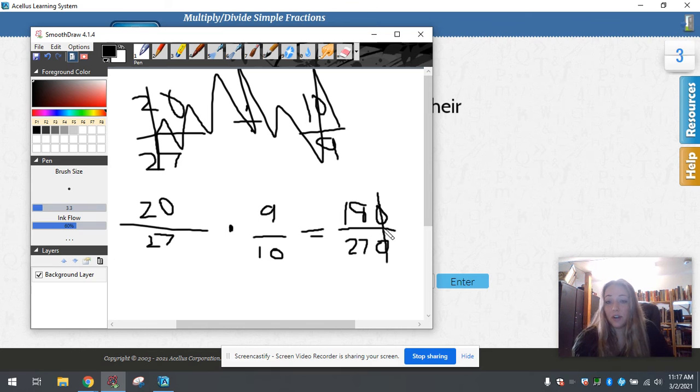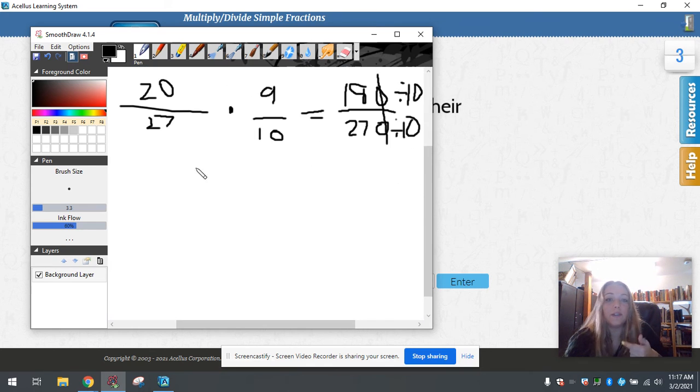So if I wanted to not just cross them off, if I want to see the steps, I would reduce them. Think, what is something they're both divisible by? Since they both end in 0, they're both divisible by 10. If I did 180 divided by 10, I'd get 18. If I did 270 divided by 10, I'd get 27. That's why crossing off that 0 works. So now I'm working with 18 and 27.